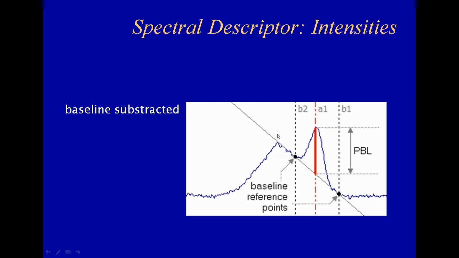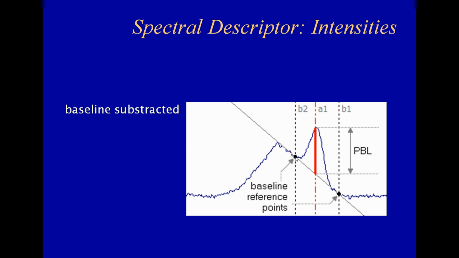Or for example, you could create and calculate a baseline and use the difference between the peak height and the intersection of this marker with the baseline as the spectral descriptor. Of course, if you just take the reference point as the intersection of this marker with the signal line, then the exact location of this reference point is prone to noise in the data.